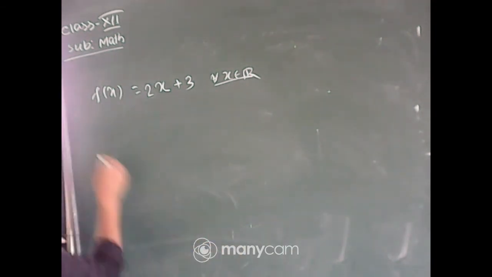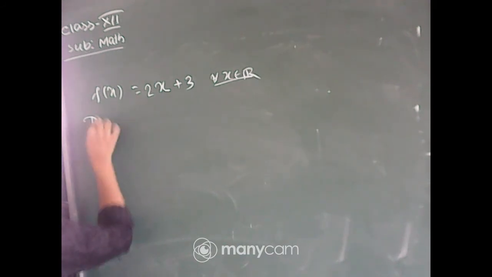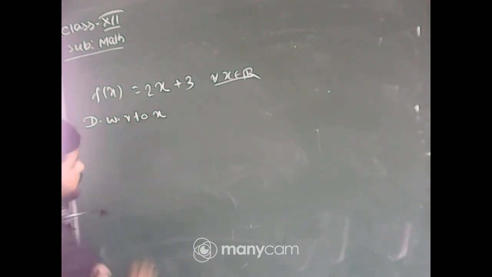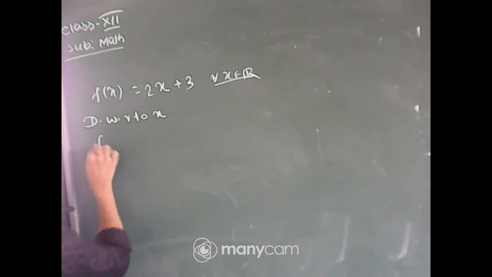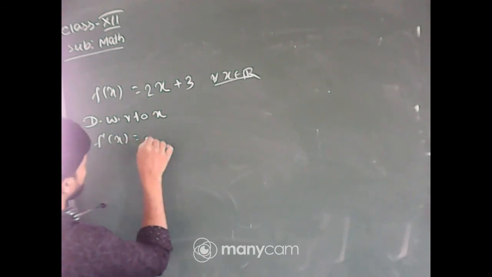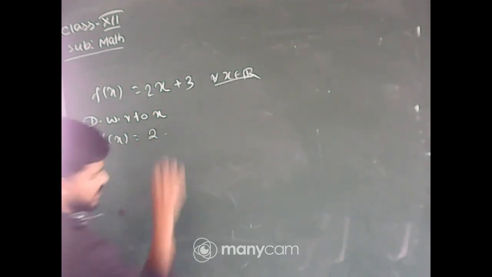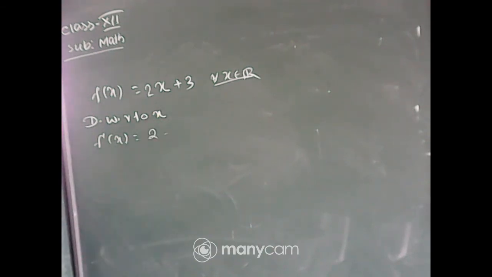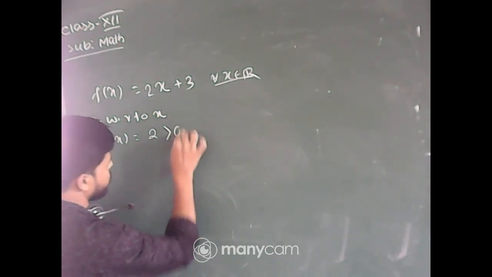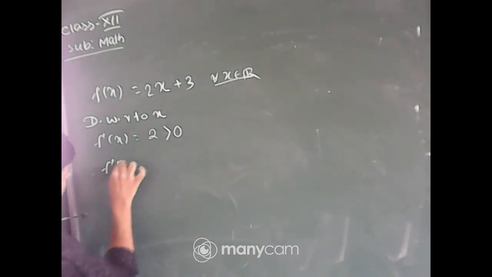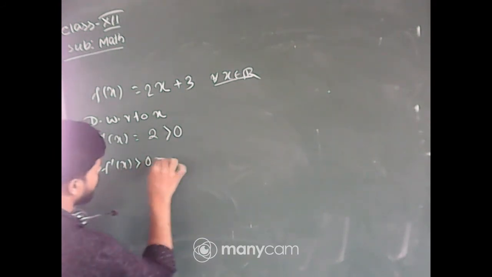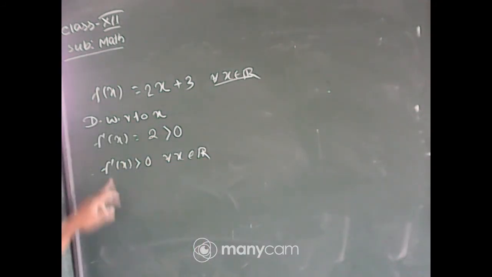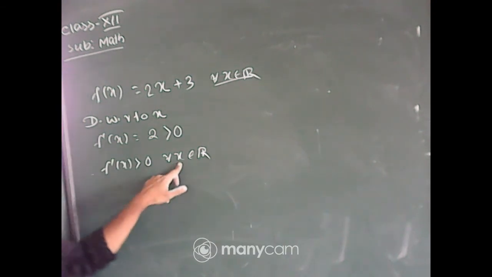The first way is to differentiate this function with respect to x. What happened? f dash x is equal to 2 plus 0. The derivative of 2x is 2 and the derivative of 3 is 0. That means 2, which is greater than 0. That means f dash x is greater than 0 for all x belongs to R.